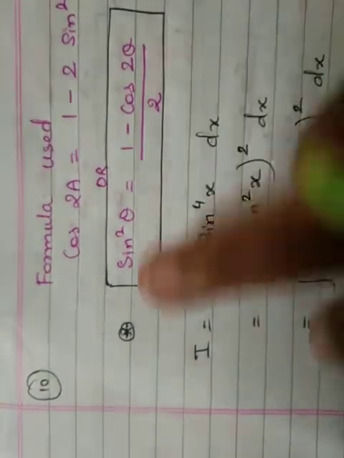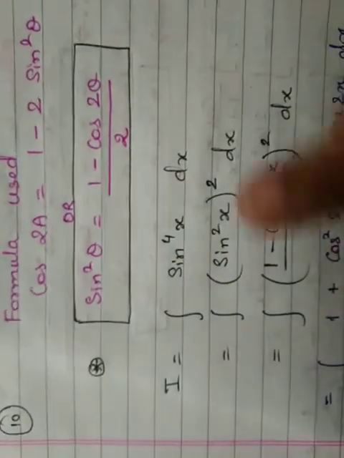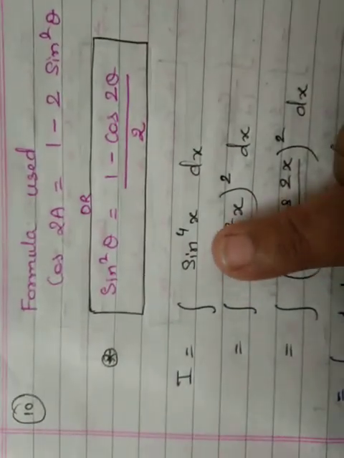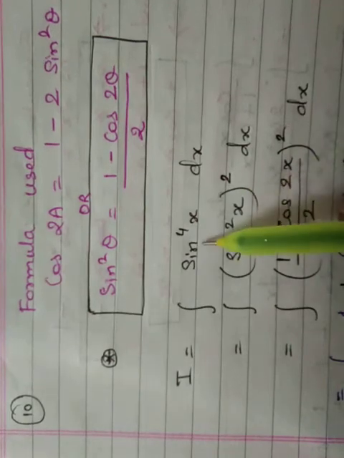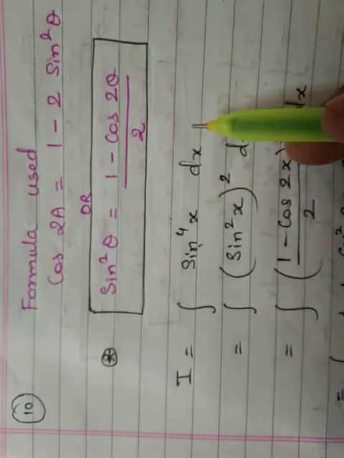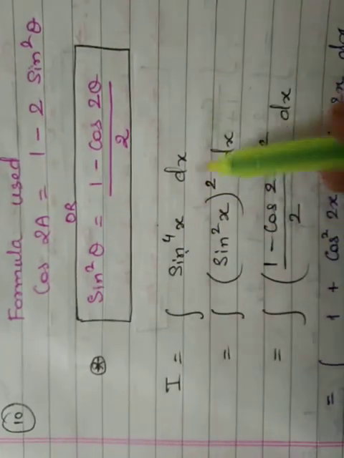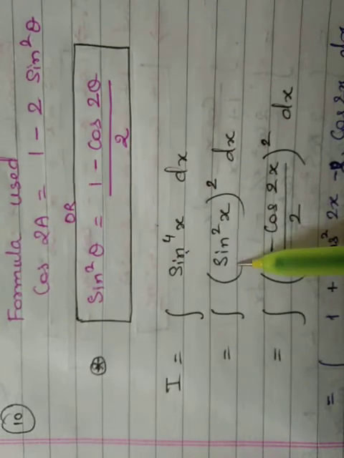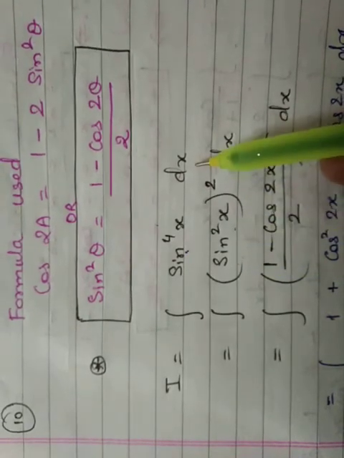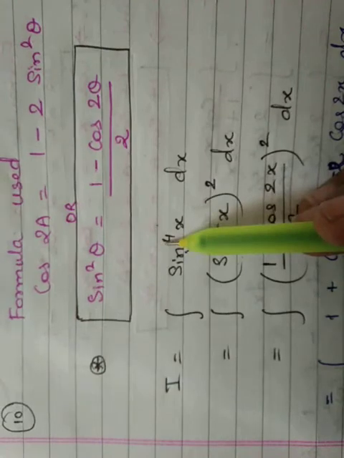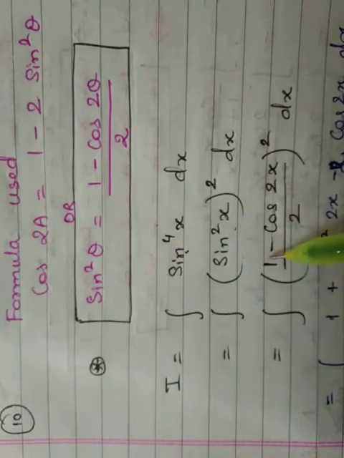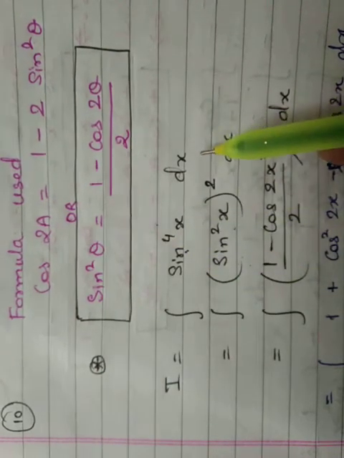Now let's go to the next question. So the next question is question number 10, and in question 10 we have sine raised to 4. This sine raised to 4, I don't know how to solve that directly. So basically I can write it as sine squared x whole square. So 2 into 2 will become power 4. So sine raised to 4 I wrote as sine squared x whole square.